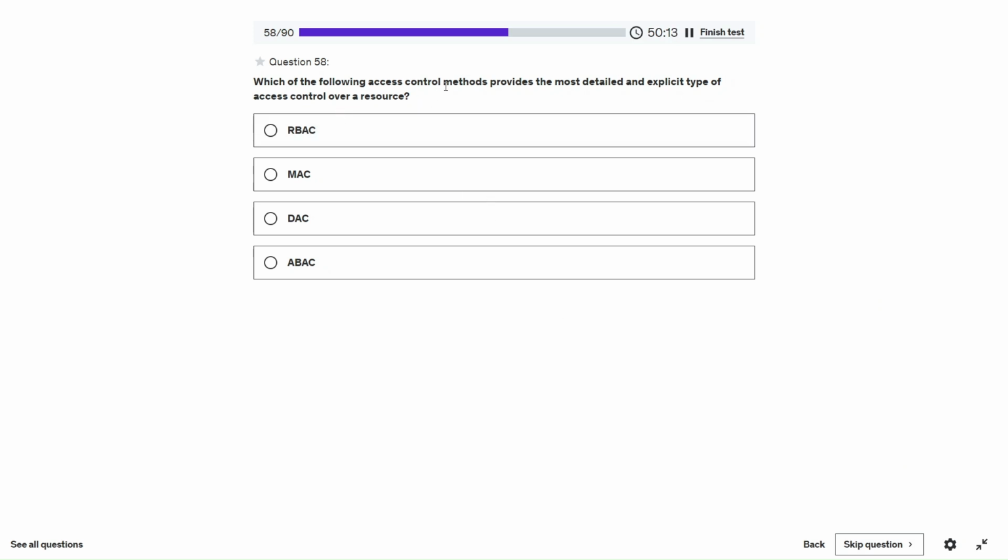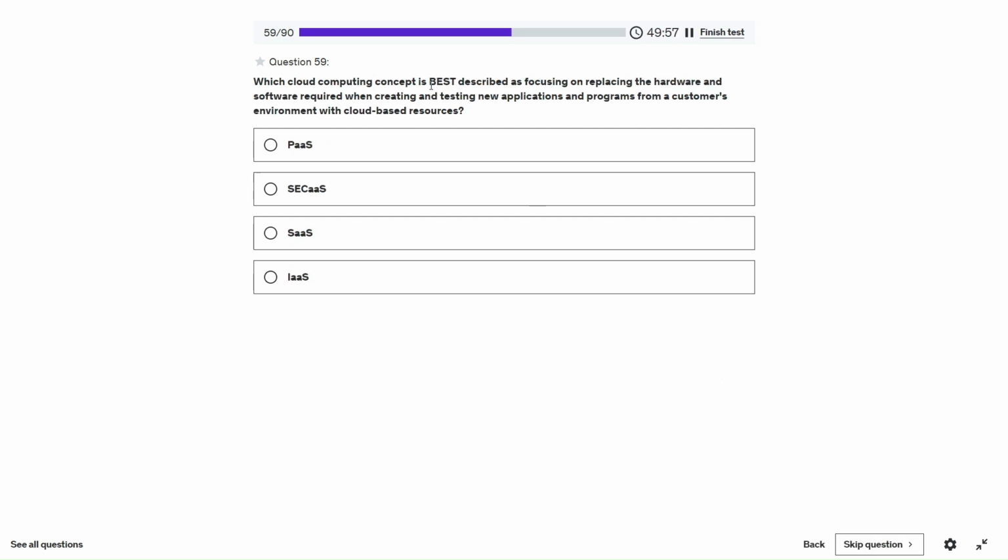Which of the following access control methods provides the most explicit type of access control over a resource? Only ABAC, attribute based access control.